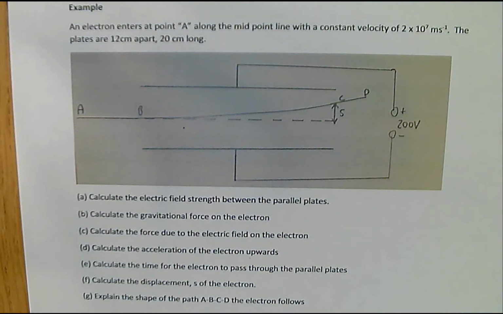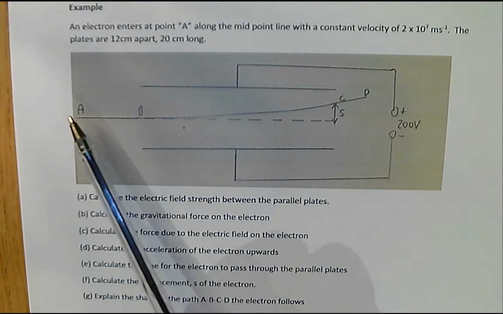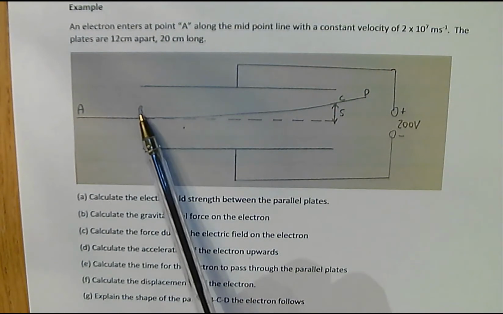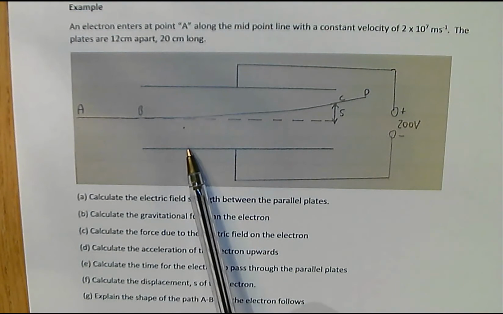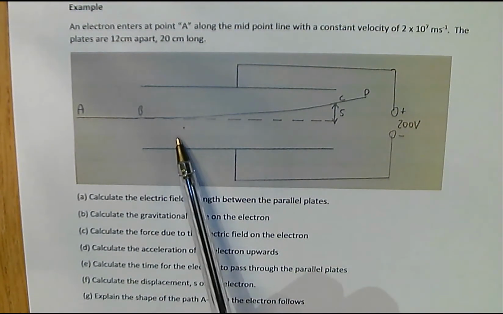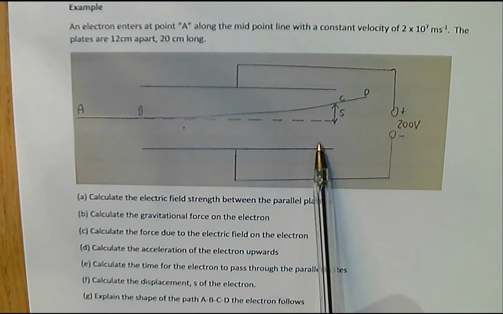Okay, so here's an additional example of an electron moving within a uniform electric field between two parallel plates. The electron enters at point A and has a velocity of 2 times 10 to the 7 meters per second. At point B, it enters the uniform electric field between these two parallel plates, which have a potential difference of 200 volts across them and are 12 centimeters apart and 20 centimeters long.